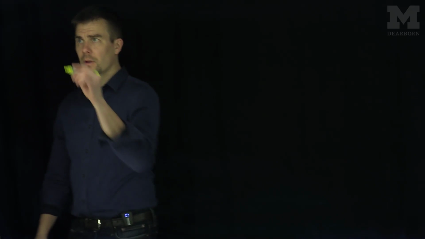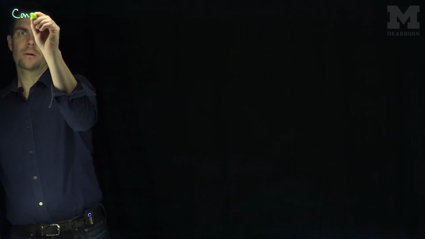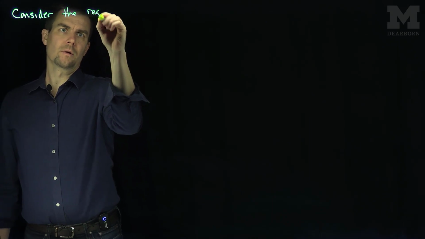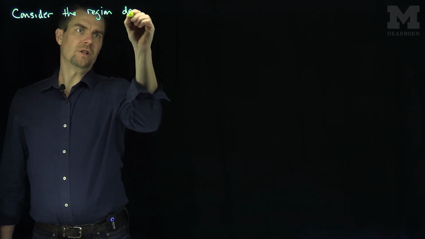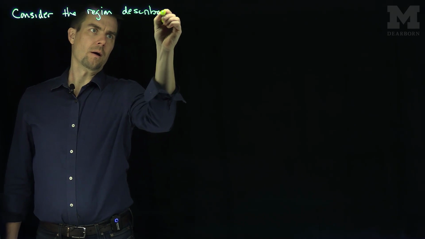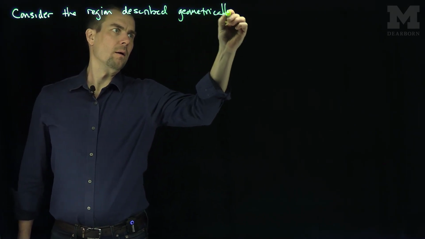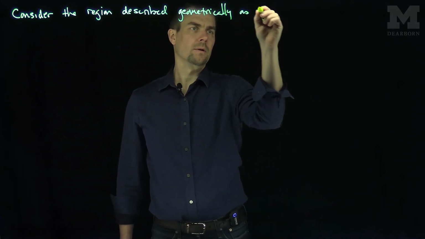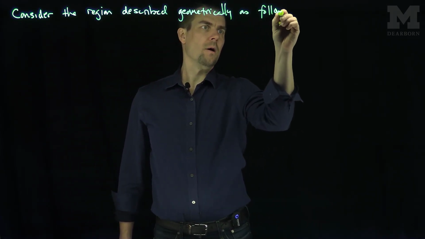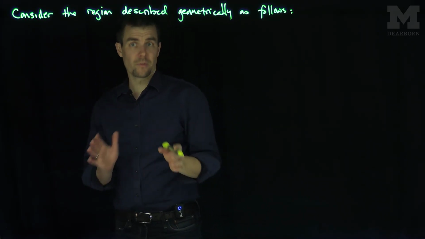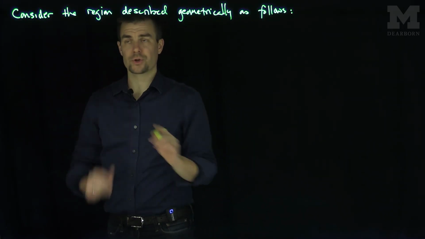Hello students, in this video we'll see an example of changing a double integral into polar coordinates. Let's consider the region described geometrically as follows. So rather than writing out the region in Cartesian coordinates, which would be a little bit of a mess, I'll define the region by a picture.